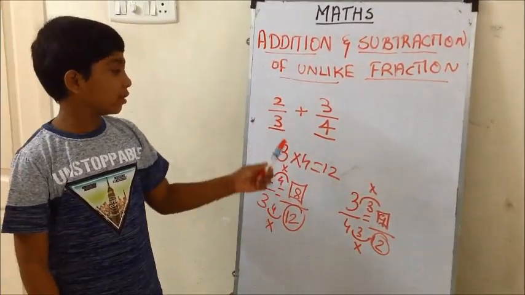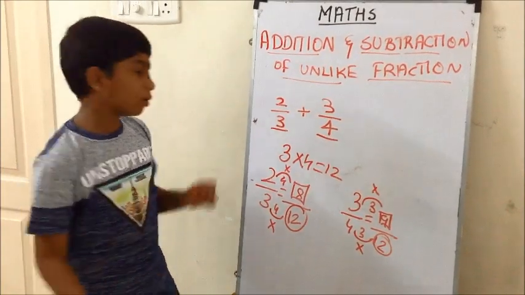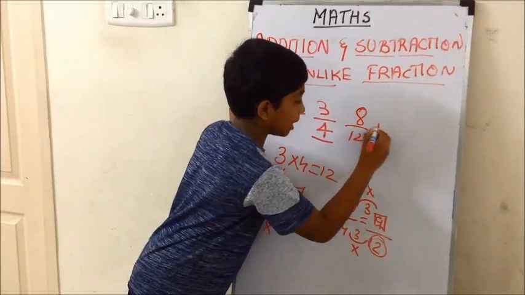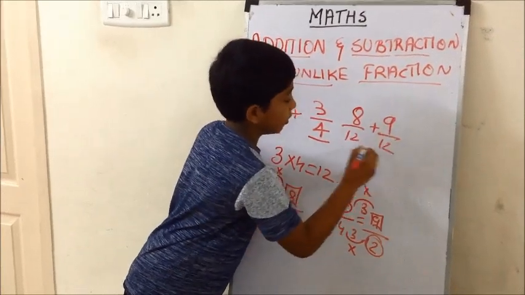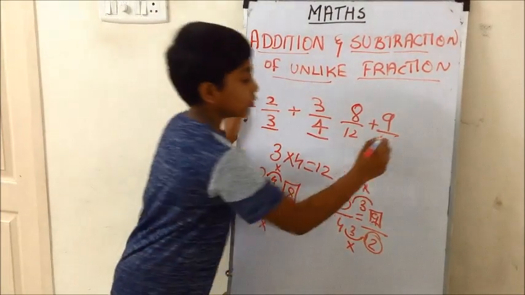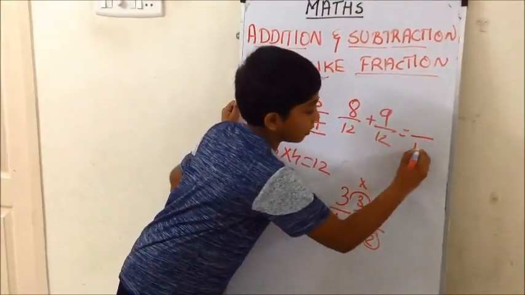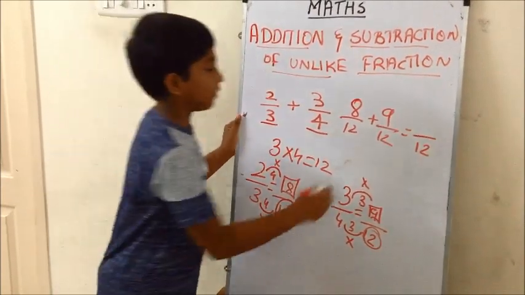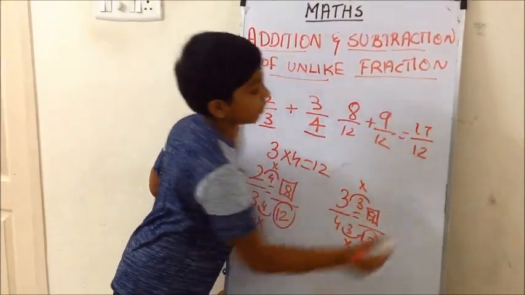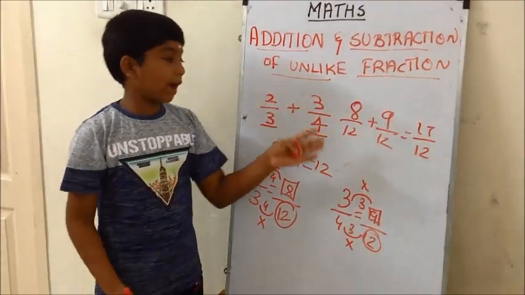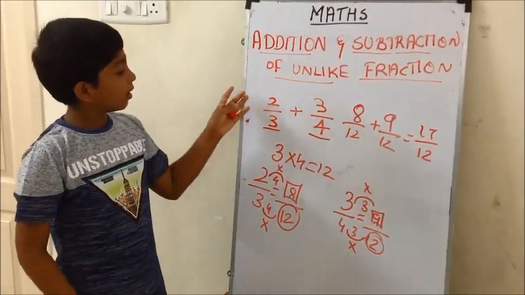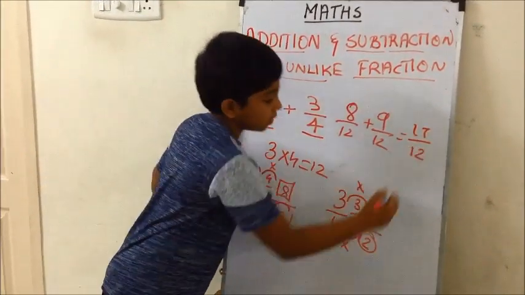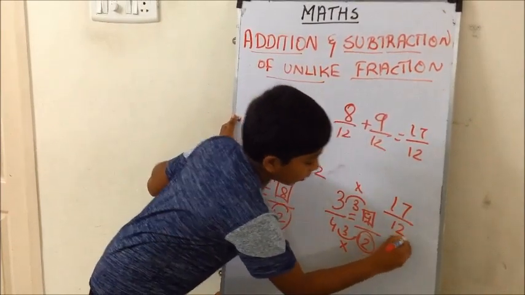The next step is we need to add these two fractions. 8 by 12 plus 9 by 12. The denominators are same, so there is no need to change the denominator. 12. 9 plus 8 or 8 plus 9 is equal to 17. So the answer is 17 by 12. So now we have added the fractions 2 by 3 plus 3 by 4, that is equal to 17 by 12.